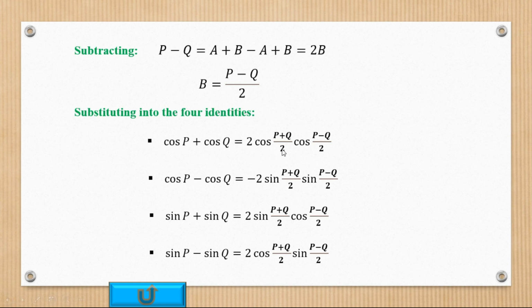Alright, so these are the four identities that we're going to be making use of whenever we work with the factor formula. In summary, these are the ones that you actually have to memorize. Once you memorize these, I promise you everything will be much easier from here.